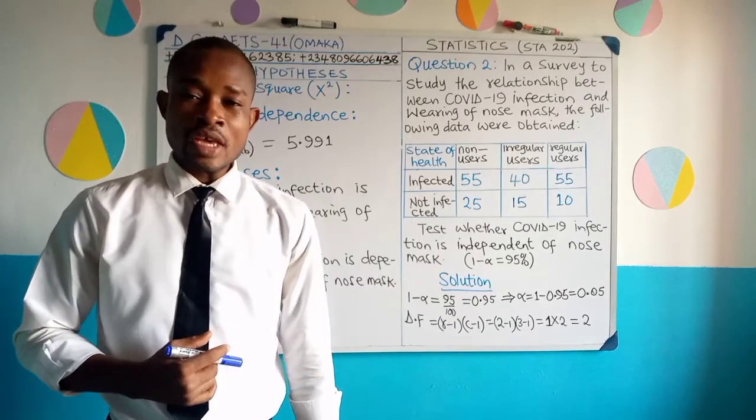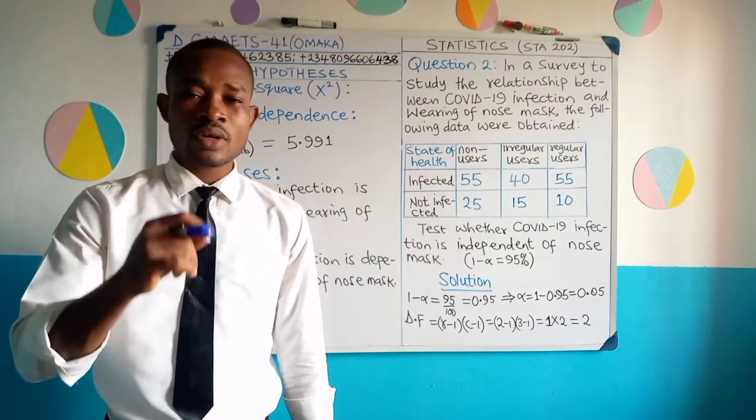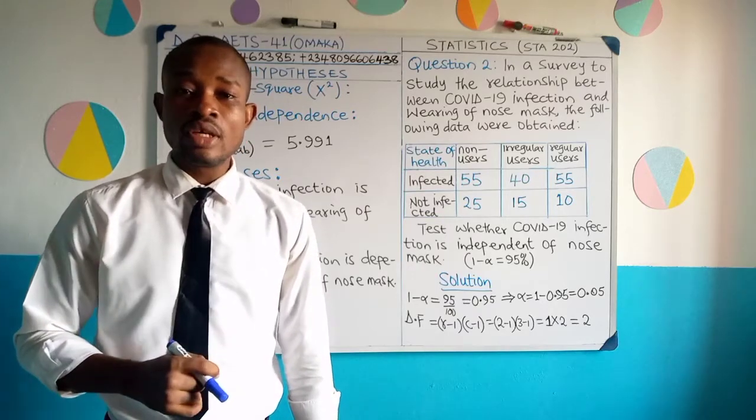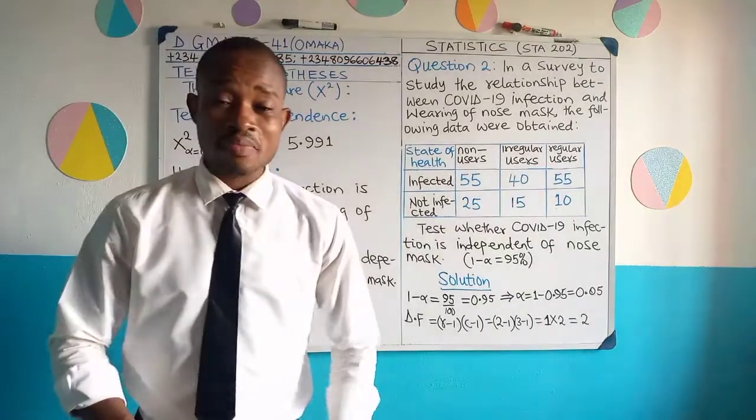Is that okay? Now we'll take a short break. When I'm back, we shall use the beta epsilon chi-square factor algorithm to quickly obtain chi-square calculated and do our comparison.